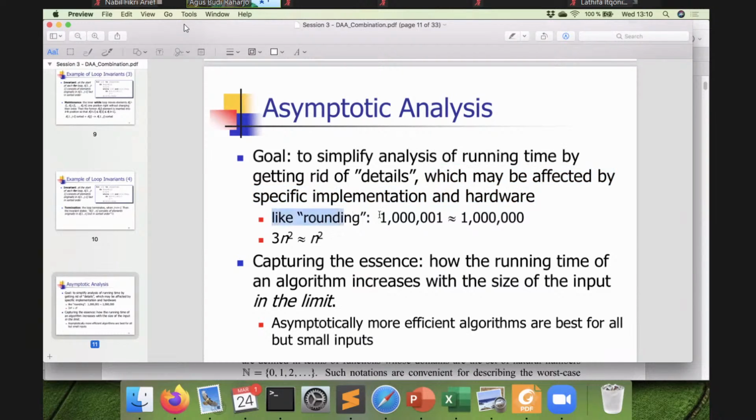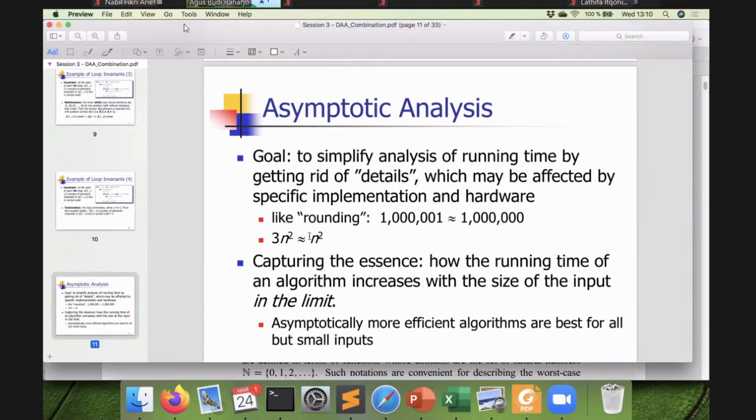It's like rounding. If we have 1,000,001 or 1,135, for example, we can put its equivalent like 1 million. Well, it depends on how many digits you want. Maybe in general, after the comma, you want to put only one character, or two characters, etc.